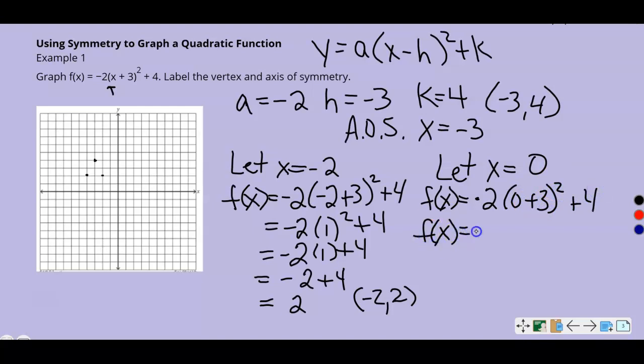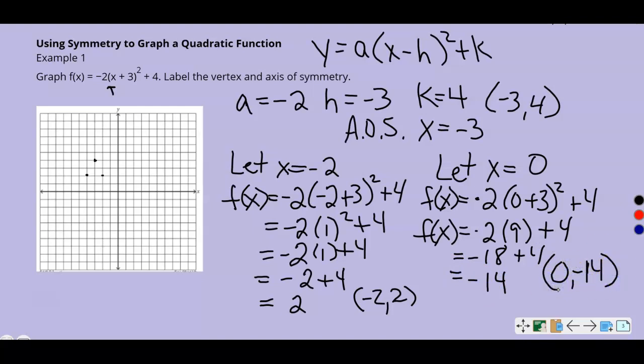So f of x equals -2 times 3 squared, which is 9, plus 4. That's going to be -2 times 9, which is -18, plus 4. -18 plus 4 is -14. So (0, -14) is another point.